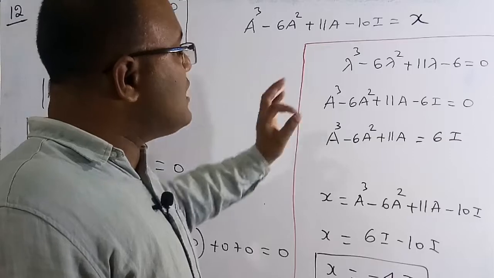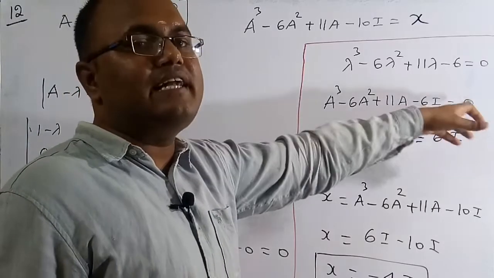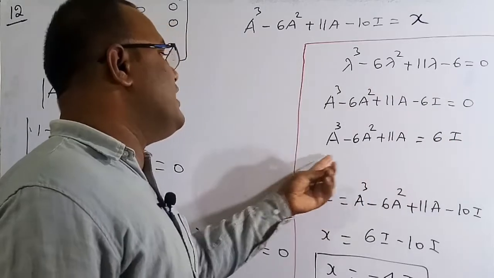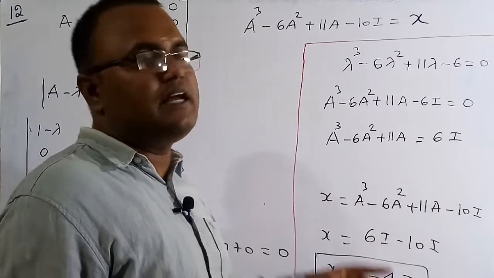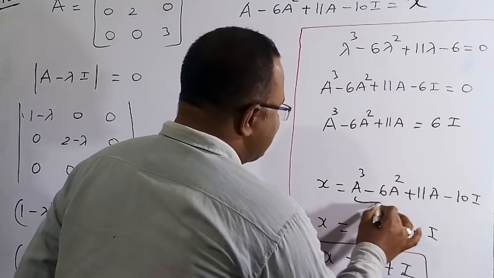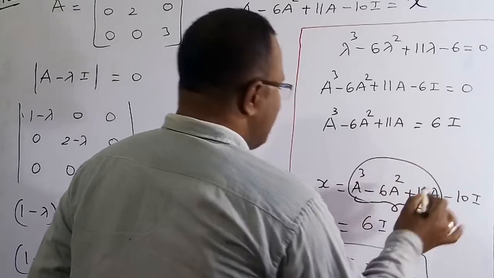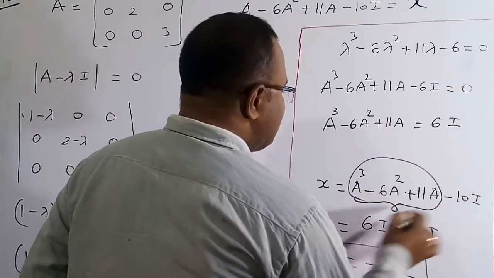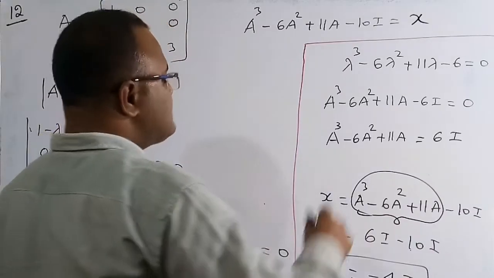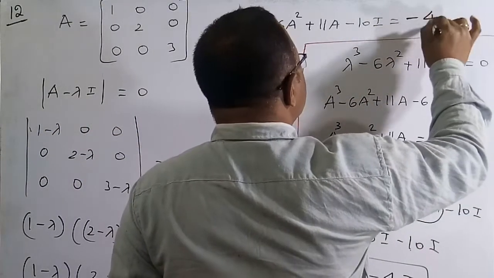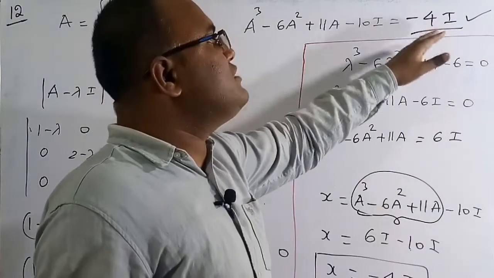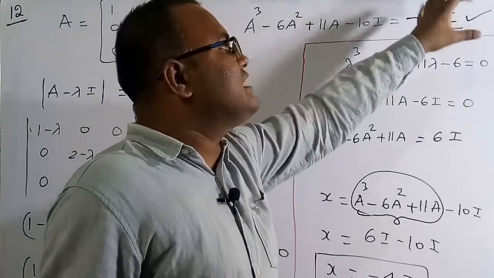So now I am going to take this minus 6I to the right side, and I am going to get 6I. Therefore A cube minus 6A square plus 11A is equal to 6I. But X is equal to this expression, so the same thing I have written here: A cube minus 6A square plus 11A is equal to 6I. So I write this as 6I minus 10I, which is nothing but minus 4I. Therefore we have figured out that the value of X is minus 4I, so minus 4I is the correct solution of this question. Basically it is a matrix of minus 4 times the identity matrix.